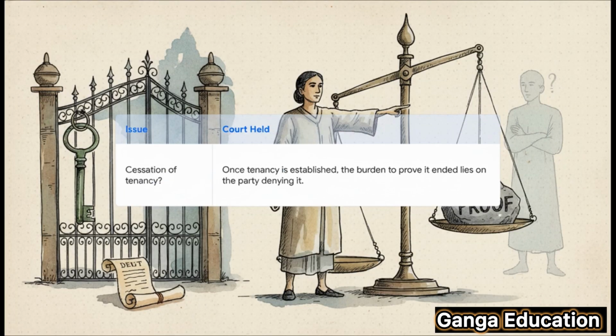And this isn't just theory, by the way. The courts have upheld this principle. A landmark case here is Krishna Mohan Kool versus Pratima Maiti. The court held very clearly that once you establish a tenancy, the burden to prove it has ended falls squarely on the person who is denying that it's still going on. This is a very important case law to remember for your mains answers.